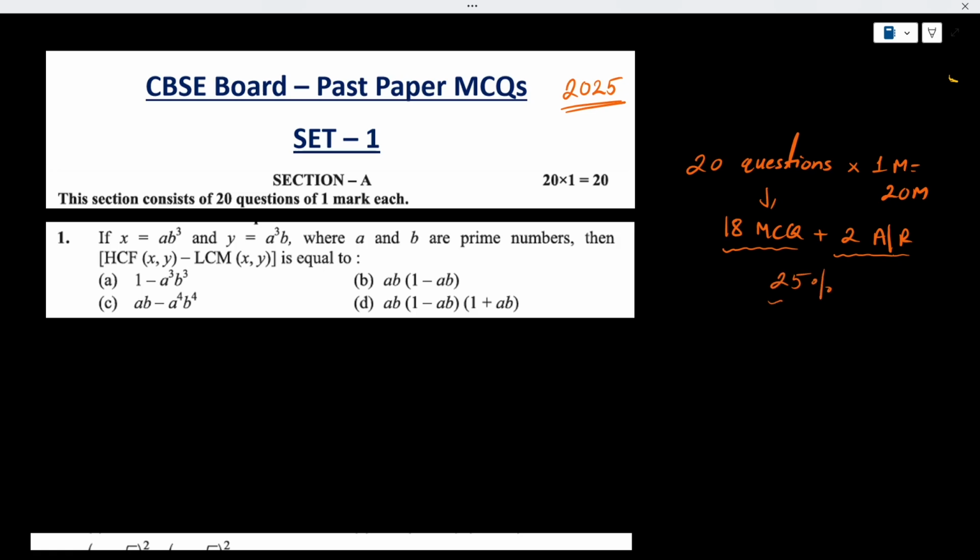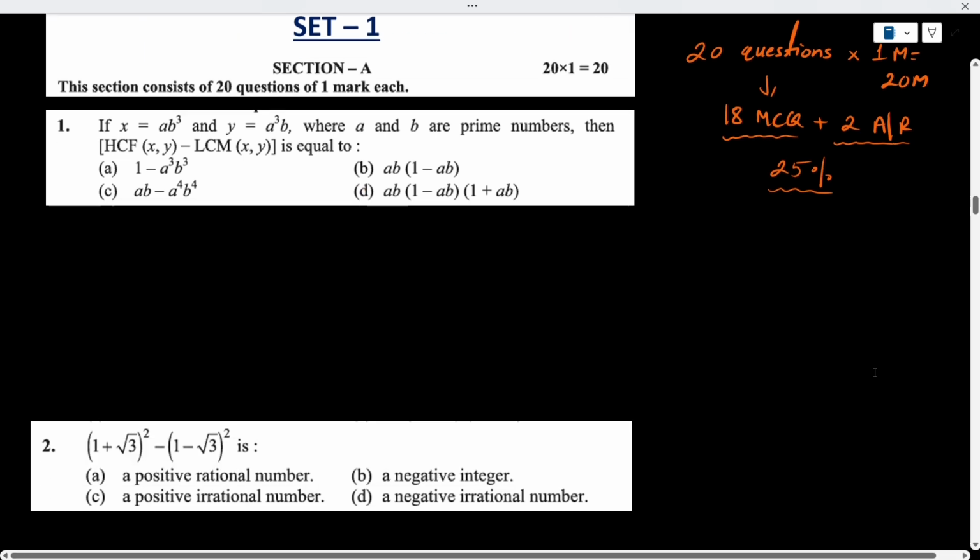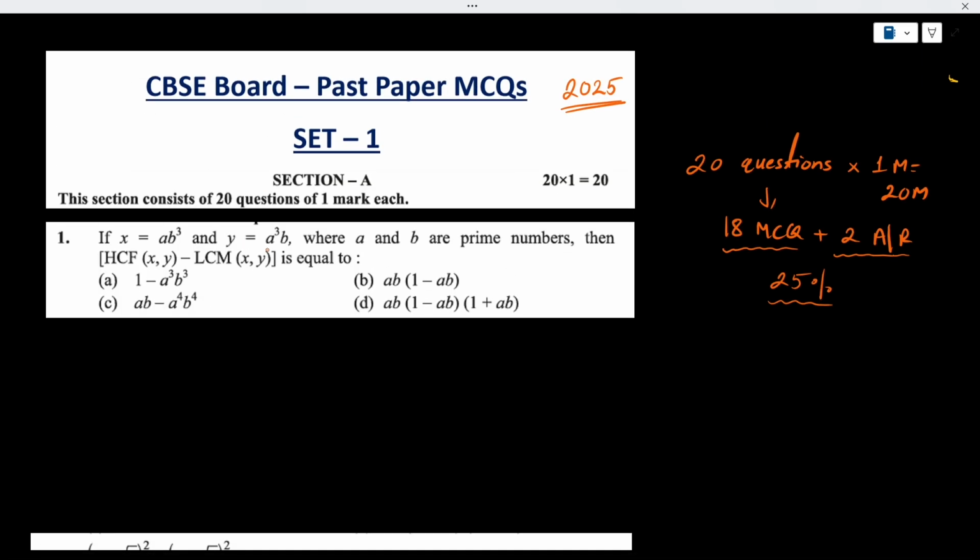I'm sharing all the MCQ questions from one of the sets of a past year paper. So let us start solving. What is the first question? It says if x is a b cube and y is a cube b, where a and b are prime numbers. When a and b are prime numbers, they are co-primes. So the LCM of co-primes is always the product of those numbers and the HCF is going to be 1.